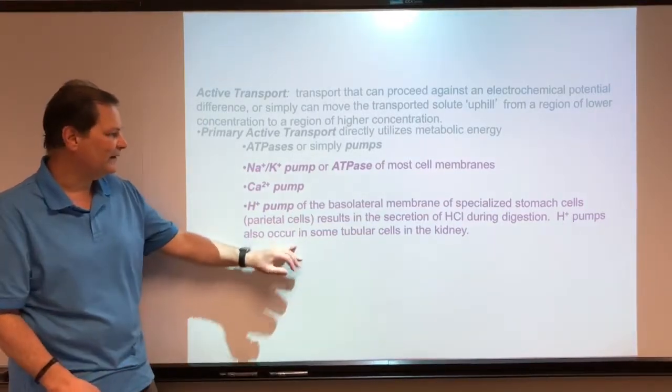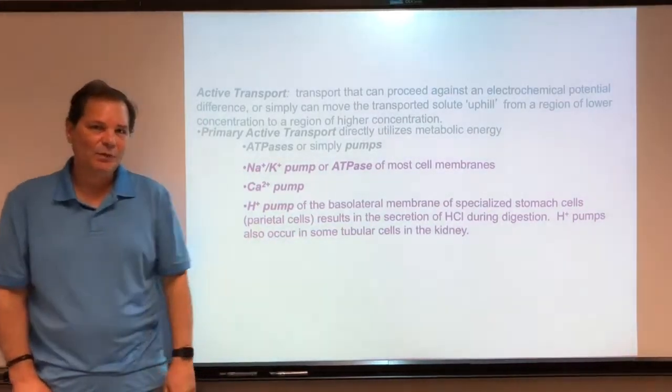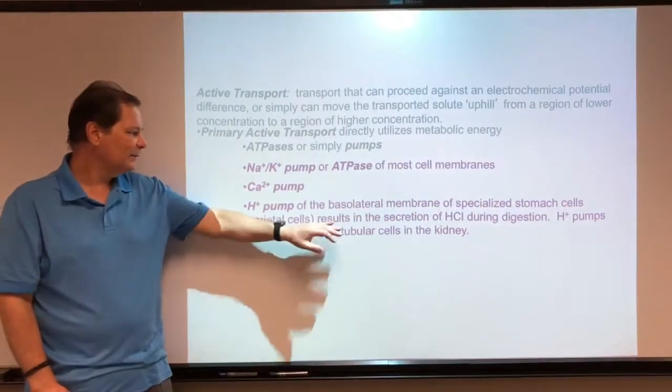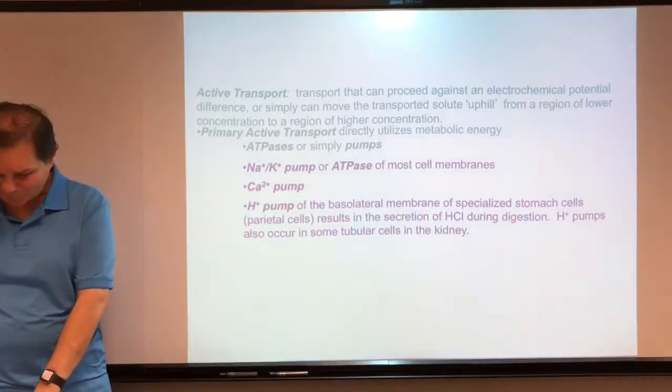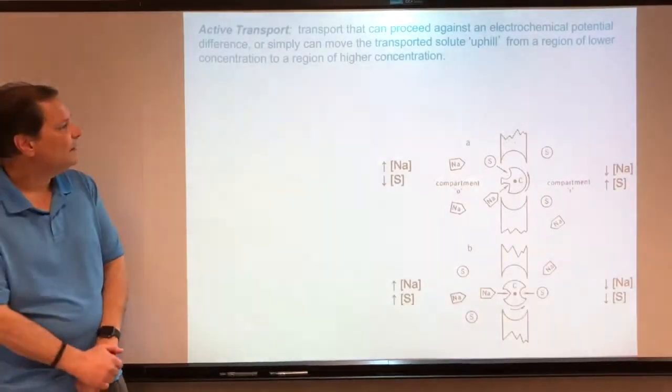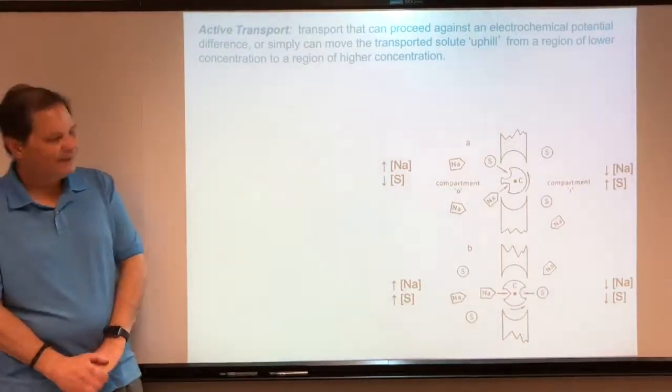And you also find these in the kidney, and we'll worry about those in the vital fluids block. We'll worry about the stomach in the food to fuel block. All right. So that's primary active transport.